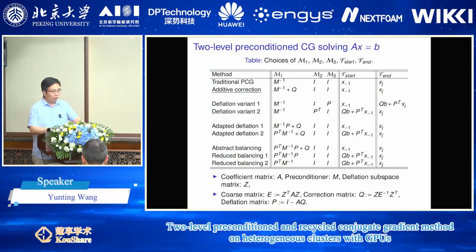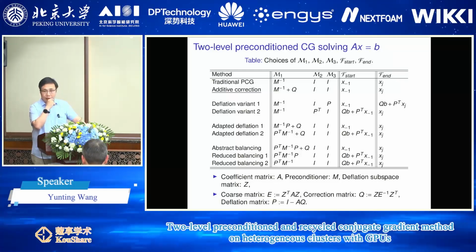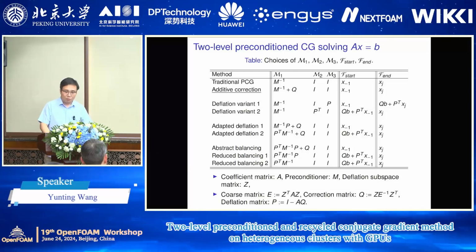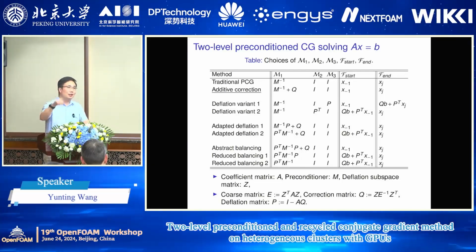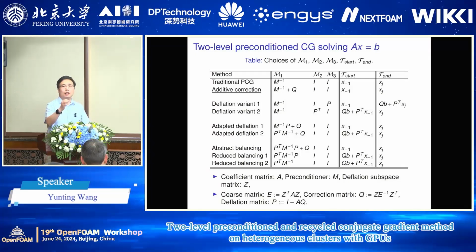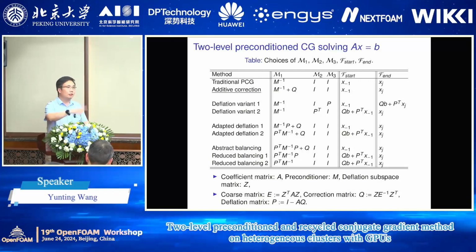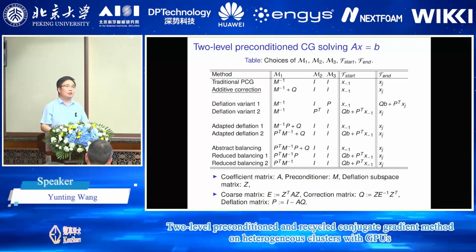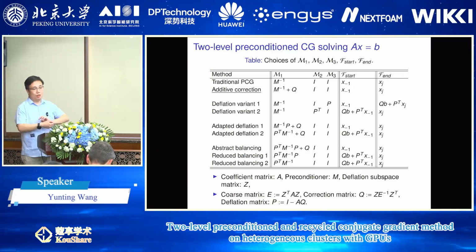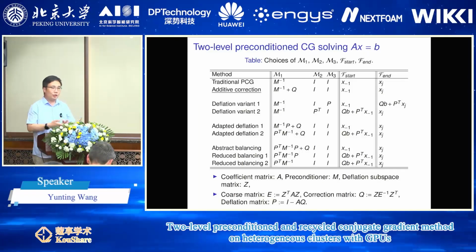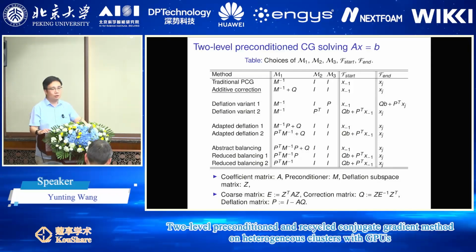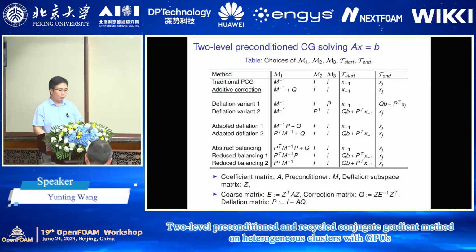Also, deflation is another very often used technique. You have the projection operator P. The basic idea is that you have this projection vector, and you want to deflate all the smallest eigenvalues from the coefficient matrix and get rid of them. Then the effective condition number of the coefficient matrix becomes smaller, and you can have a fast convergence rate of the PCG method. These are the basic fundamentals of the deflation method.